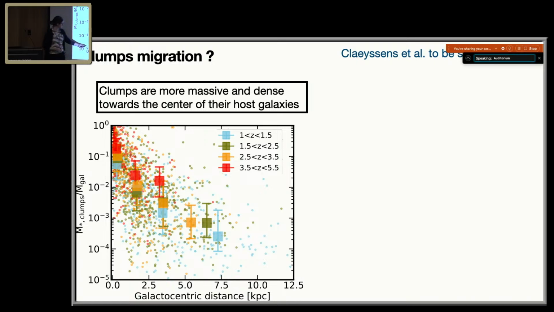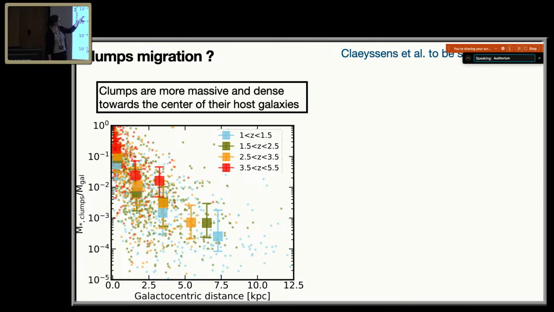So we measured the galactocentric distance of the clumps from the center of each galaxy in the source plane to get a physical value. And what I show here is a fraction of mass, so it's the mass of each clump divided by the mass of the galaxy, with the galactocentric distance in the same 4 redshift bins. And what we see is that the central clumps are on average more massive.